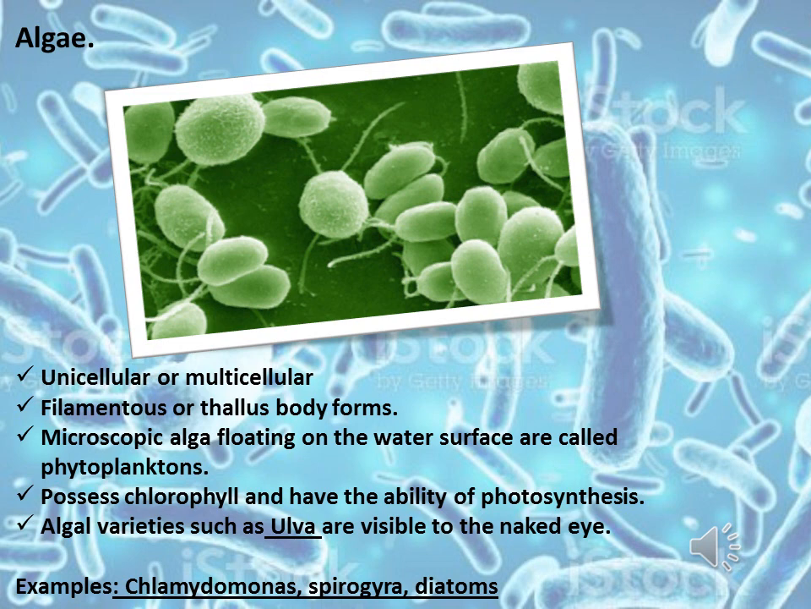Algae. Unicellular or multicellular. Filamentous or thallus body forms. Microscopic algae floating on the water surface are called phytoplanktons. Possess chlorophyll and have the ability of photosynthesis. Algal varieties such as ulva are visible to the naked eye. Examples: chlamydomonas, spirogyra, diatoms.